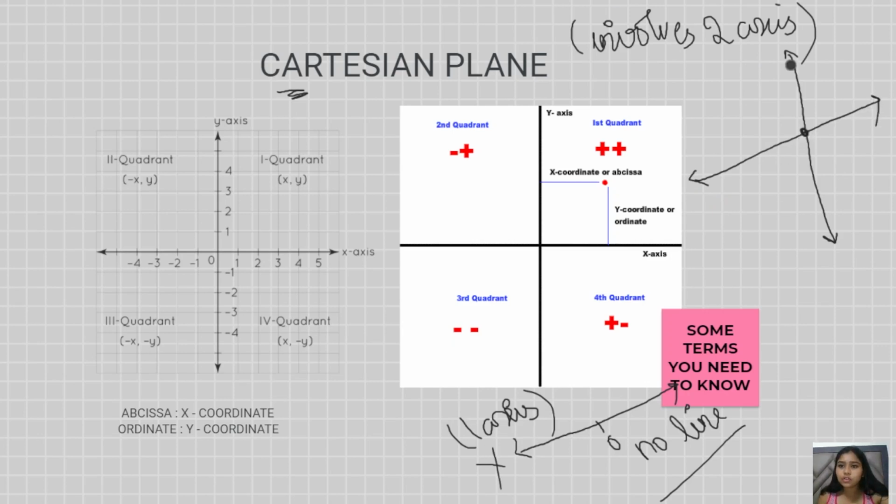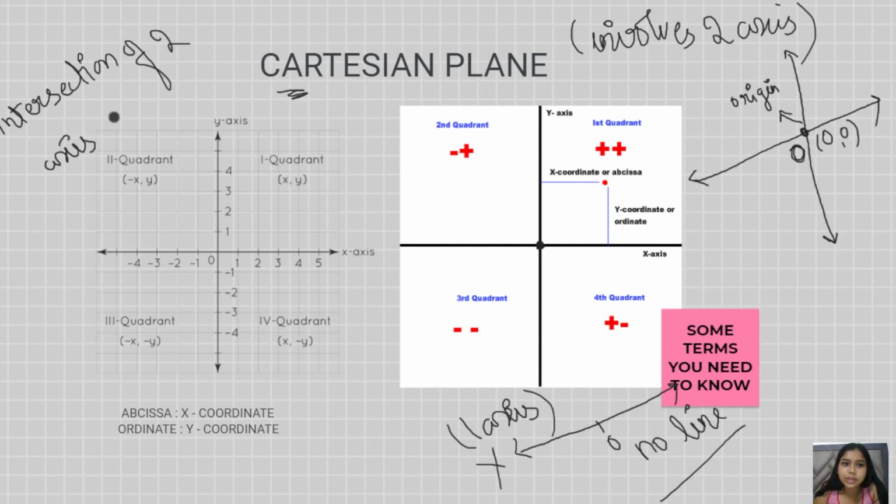This is the point where the two axes intersect each other. This point is known as O, and we also call it the origin. Why do we call it the origin? Because this point is 0 comma 0. This is the zero point of both the axes. That is why we call it the origin. So what is the origin? The origin is the intersection of the two axes. Where the two axes meet each other, that point is known as the origin.